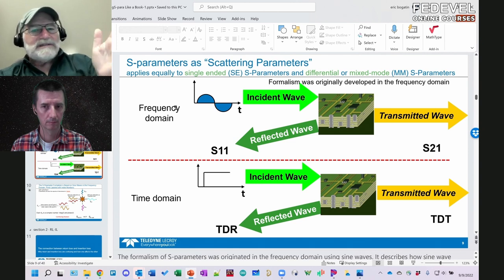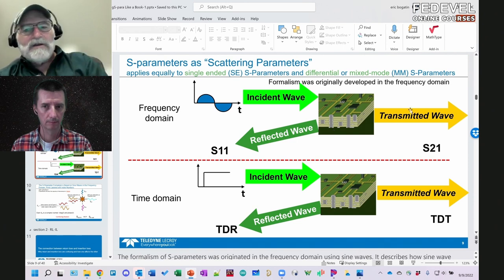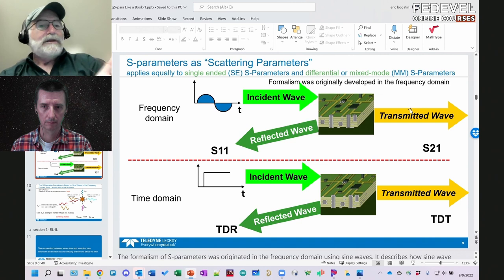So at one frequency, if I send 1 gigahertz in, I'm only going to get 1 gigahertz reflected or transmitted. All interconnects, with very few exceptions, are what we call linear. That is, one frequency goes in, that frequency and only that frequency comes out. So we send one frequency at a time in.